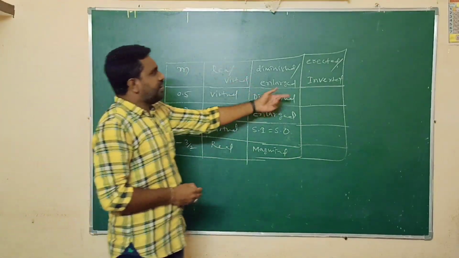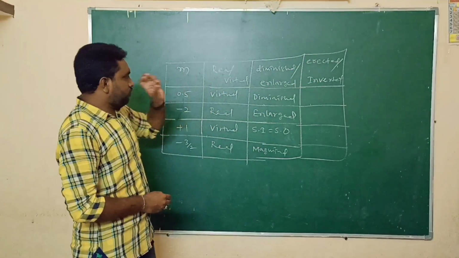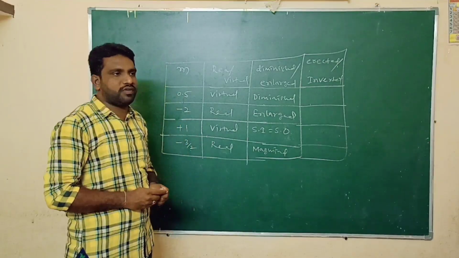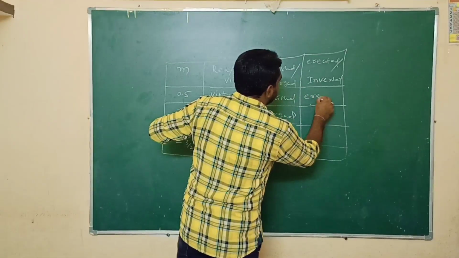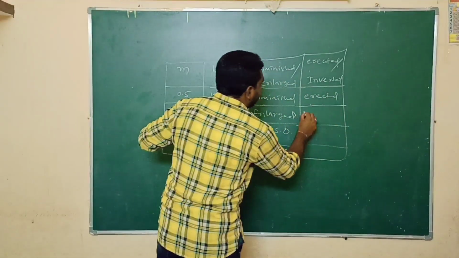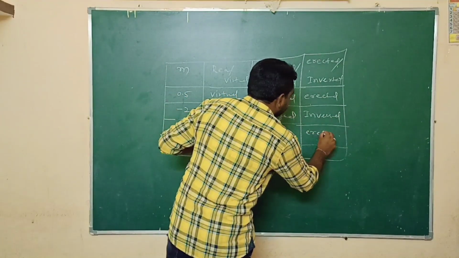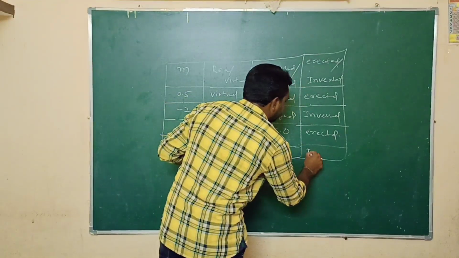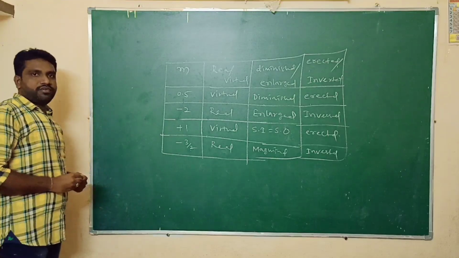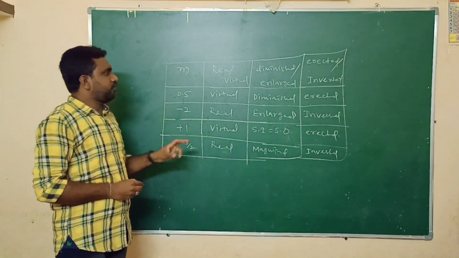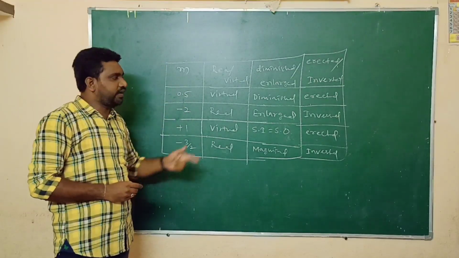And the last column is very simple here: image is erect or inverted. Only one thing you should remember: if the image is virtual, it is automatically an erect image. Already I told you, virtual means erect, and real means inverted. Virtual again means erect, real means inverted. In this way we should fill the table. This type of question we can definitely expect in the annual exam. Try to concentrate on questions related to magnification and its values.